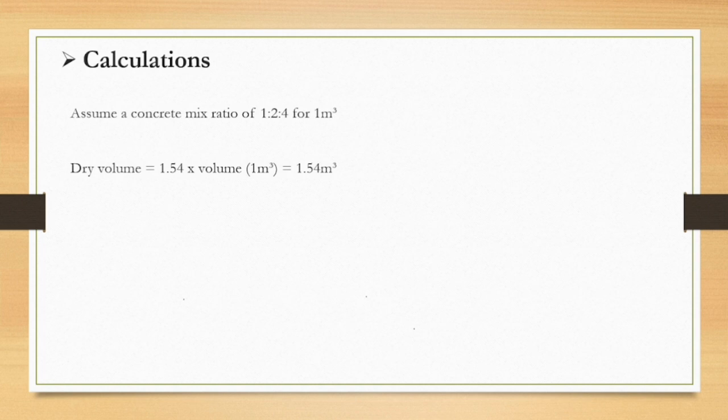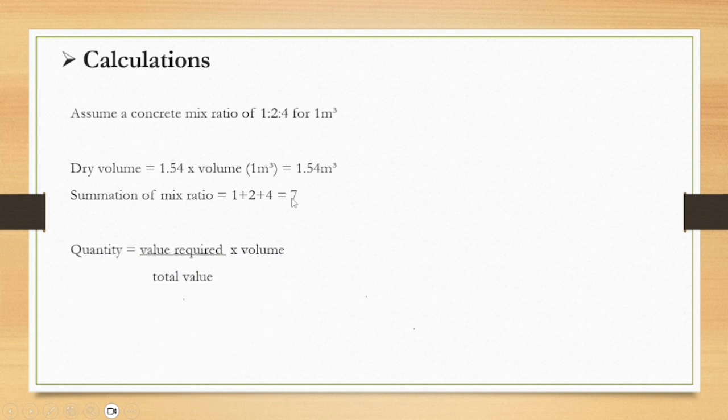And when you have that value, you need to sum the mix ratio together, which is 1:2:4. So you sum that together and you are going to have 7. Now after that, what do we do? The quantification is equal to the value required, that is the value of the aggregate we require, over the total value, multiplied by the volume. Now when we do this in the mathematical way, you are going to understand.